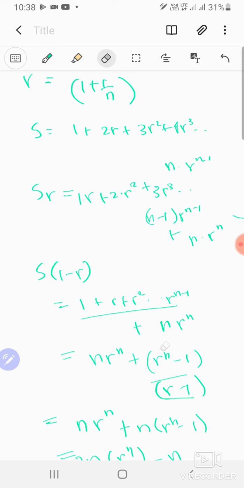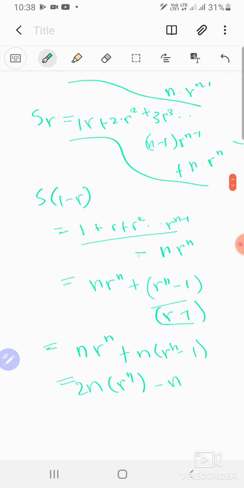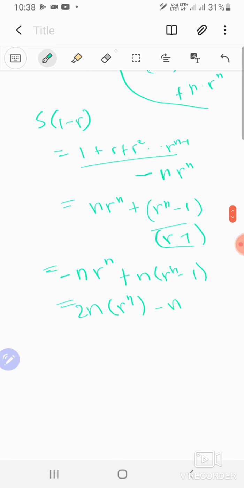Wait a second, no, not yet. It's supposed to be negative, and I always forget this, man. We were subtracting, so it cannot be positive. If you subtract this thing from that thing, you get negative n r to the n, so it's supposed to be negative over there. So it cannot be like that, it's supposed to be negative. So yes, some stuff cancels out perfectly.